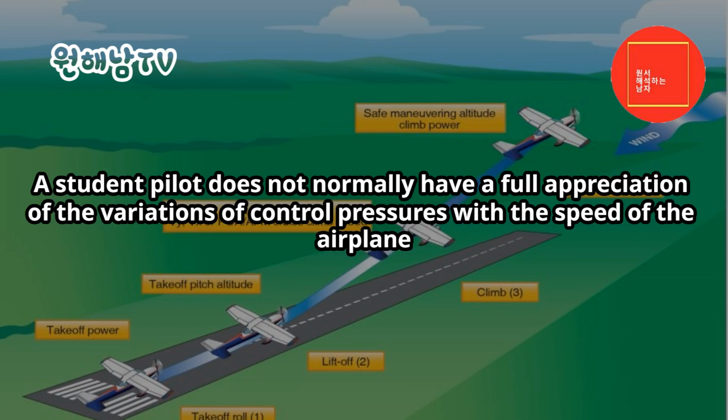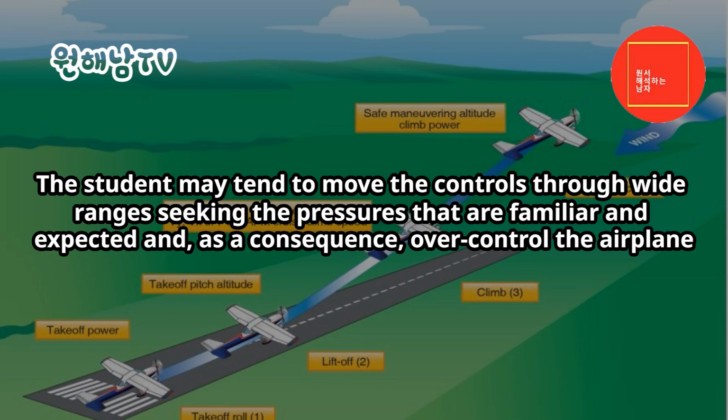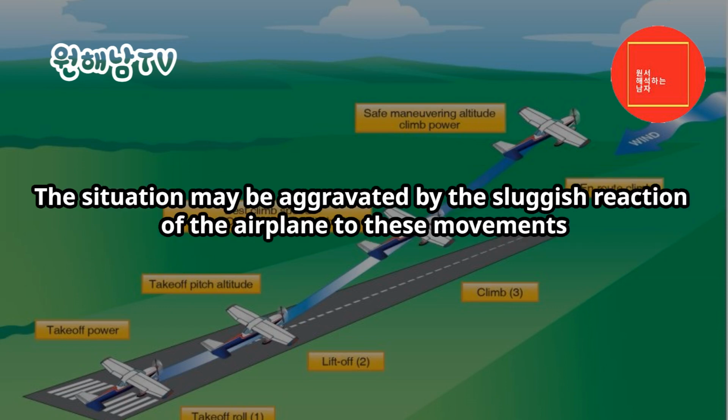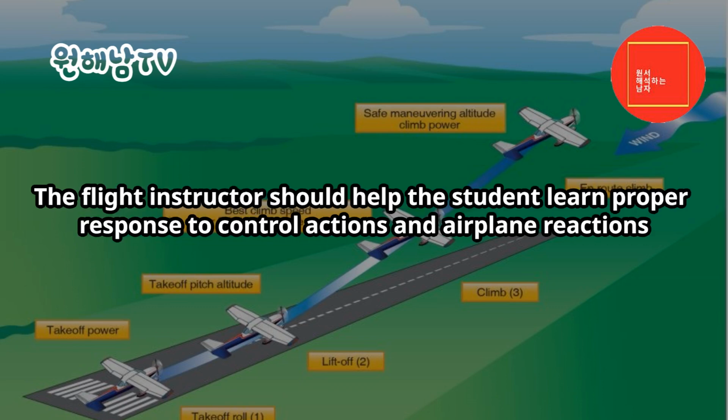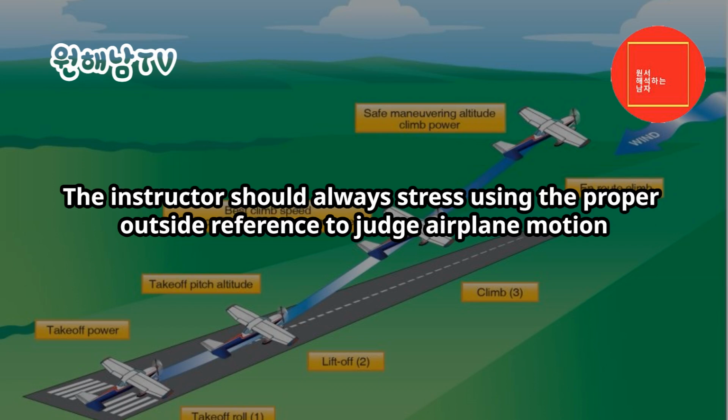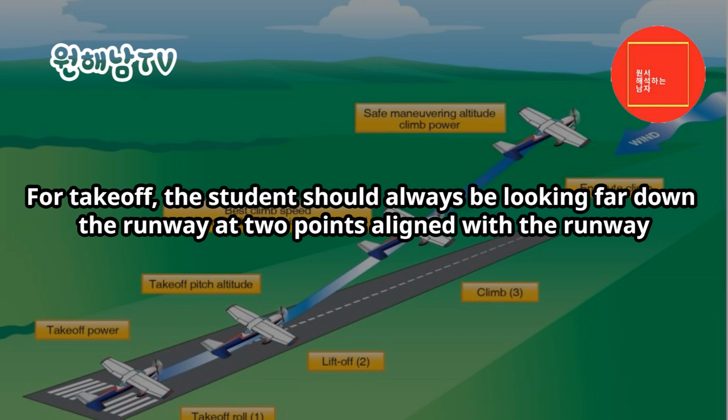A student pilot does not normally have a full appreciation of the variations of control pressures with the speed of the airplane. The student may tend to move the controls through wide ranges, seeking the pressures that are familiar and expected and, as a consequence, over-control the airplane. The situation may be aggravated by the sluggish reaction of the airplane to these movements. The flight instructor should help the student learn proper response to control actions and airplane reactions. The instructor should always stress using the proper outside reference to judge airplane motion. For takeoff, the student should always be looking far down the runway at two points aligned with the runway.